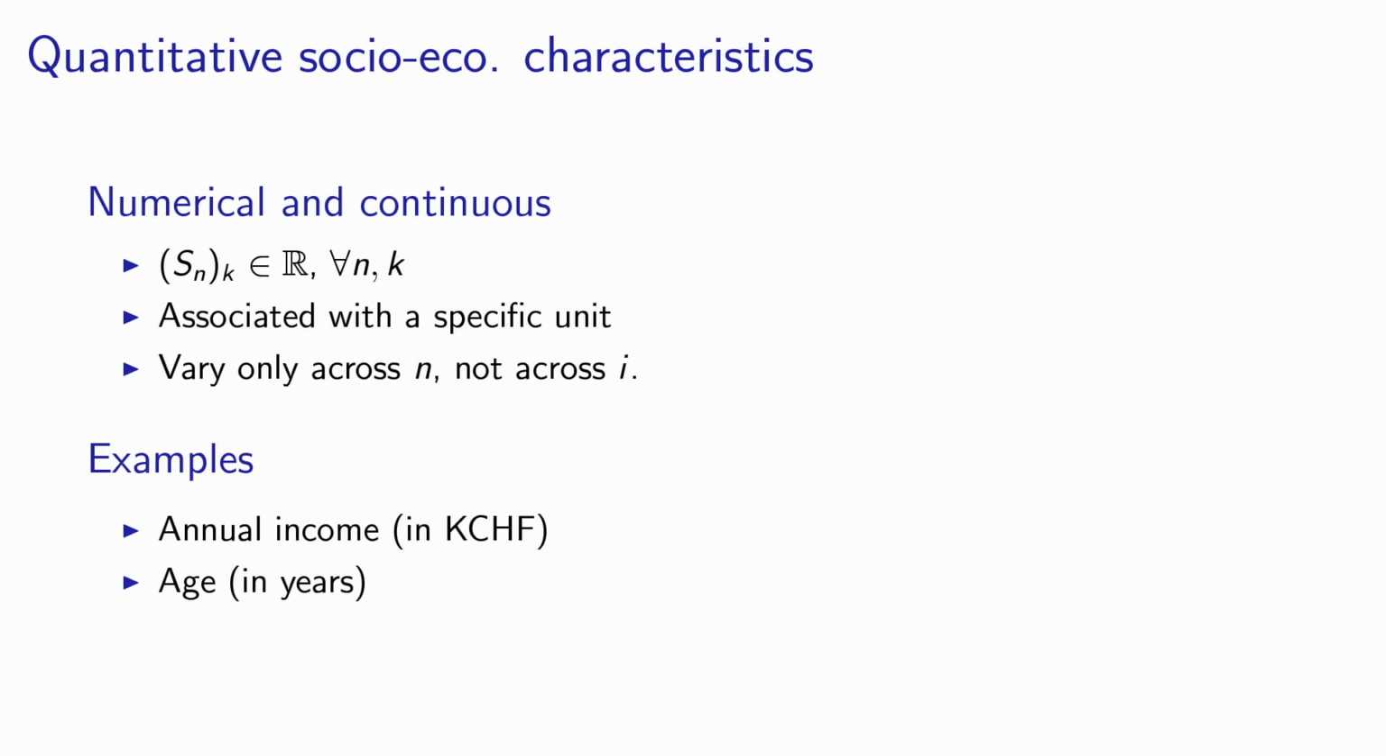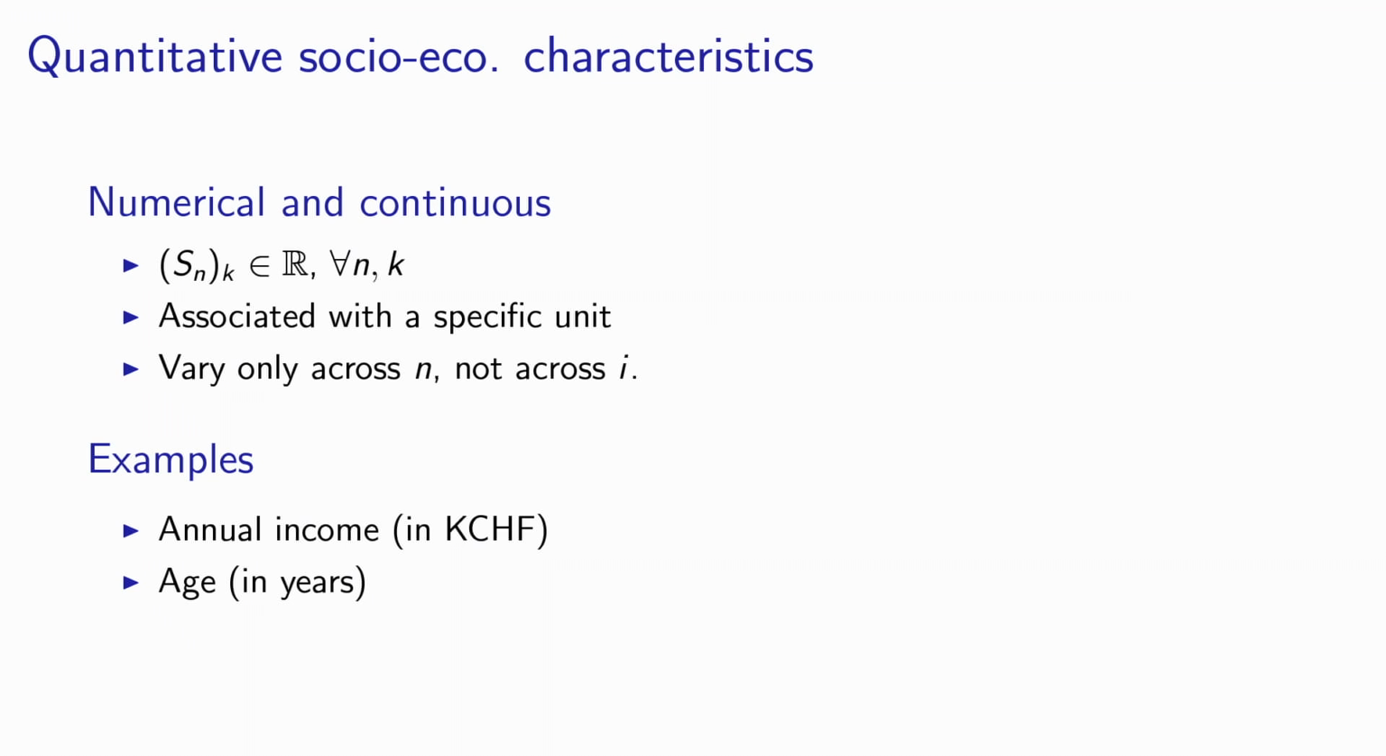Now let's move from attributes to socioeconomic characteristics. Well, as you will see, it will be basically the same. Because we are looking at quantitative variables, they are again numerical and continuous. They are represented by a real number that we denote here by S and K. Remember, a characteristic does not vary across alternatives.